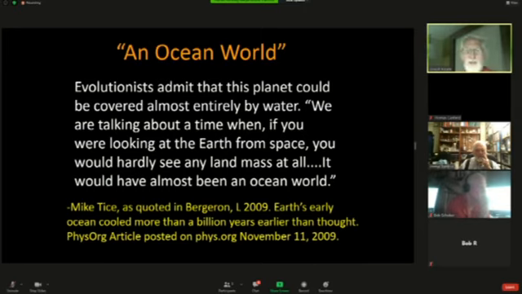Well, it's very interesting that in the last couple decades, there are now several quotes of secular scientists saying these things about how much water was upon the earth. An ocean world. Evolutionists admit that this planet could be covered almost entirely by water. We're talking about a time when, if you were looking at the earth from space, you would hardly see any landmass at all. It would have almost been an ocean world. So this was published in 2009.